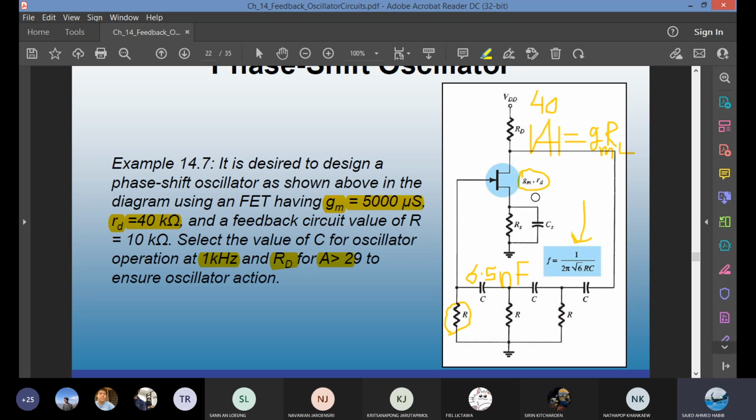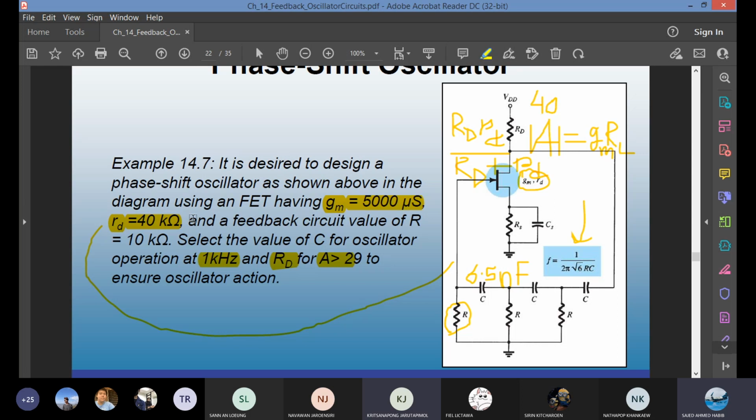But what is RL in terms of big RD and small RD? There's a reason why the small RD is given for this JFET. Because RL equals, let me write here, RD parallel with small RD, which means RD times small RD, two parallel resistors. You can use the shortcut formula: RD times small RD divided by, you add these two, RD plus small RD. That's the parallel resistor equation for two parallel resistors. This equals 8 kilo ohm.